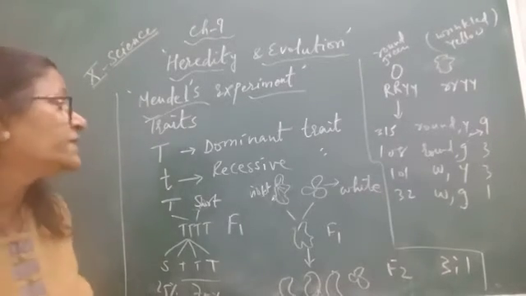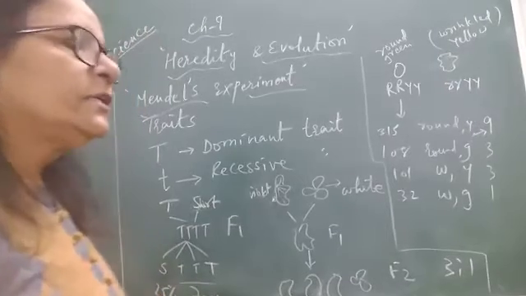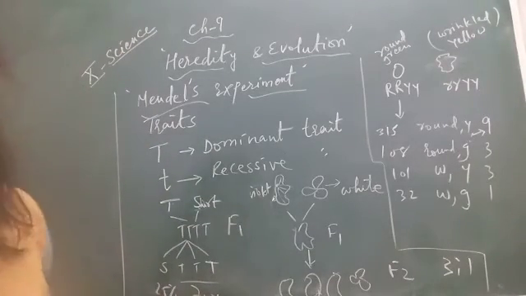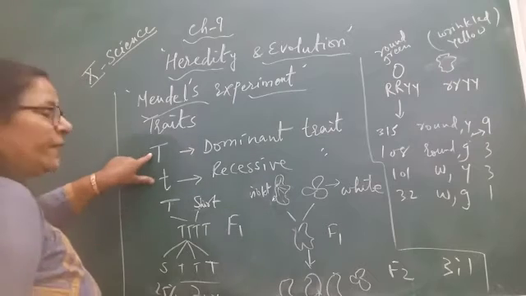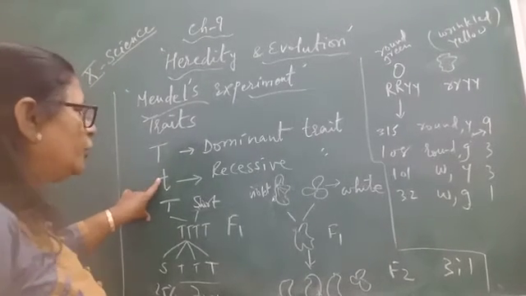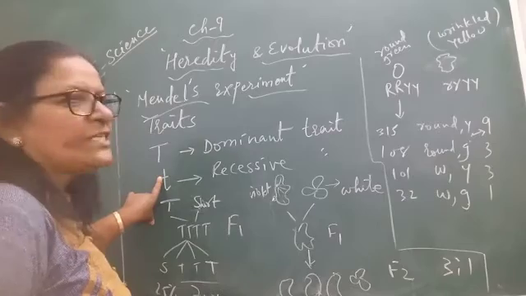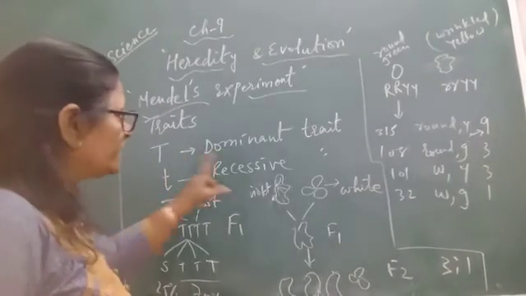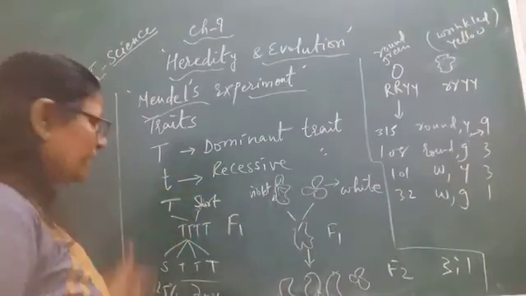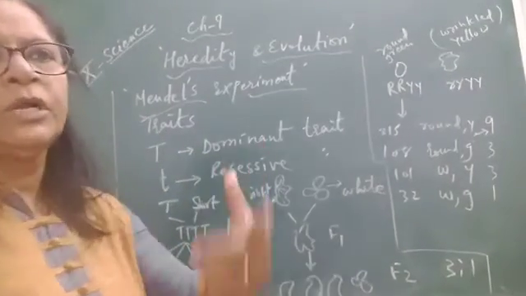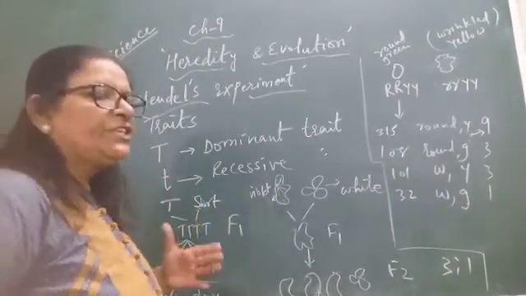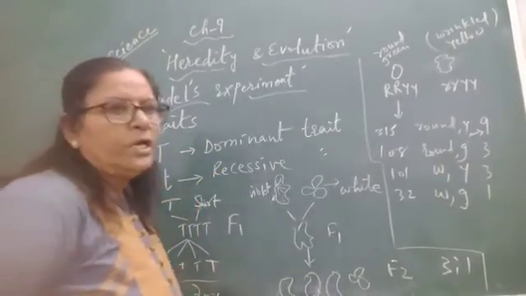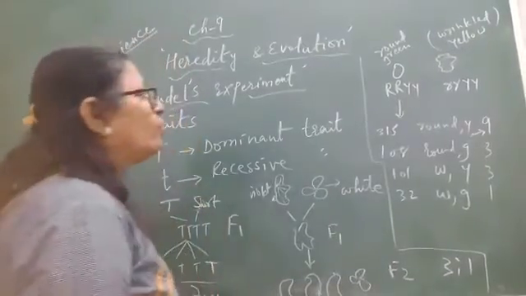So here, what does it decide? It decides that tallness is the dominant trait. We use the symbol capital T for it. And the dominance of short is less here, so we use small t for it, and that is called the recessive trait, meaning the effect of short was seen less and the effect of tall was seen more. The effect which you see more is called dominant, and the less is called the recessive trait. So that is acquired traits.